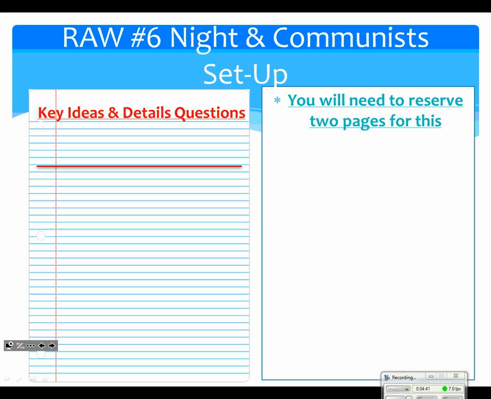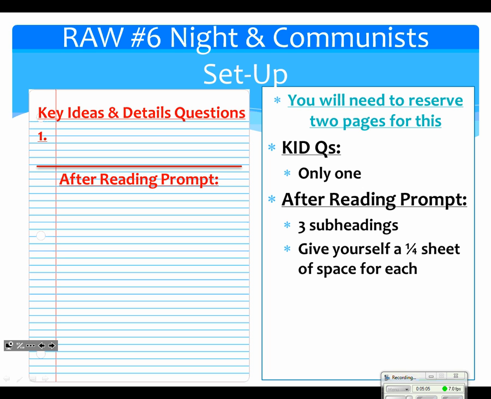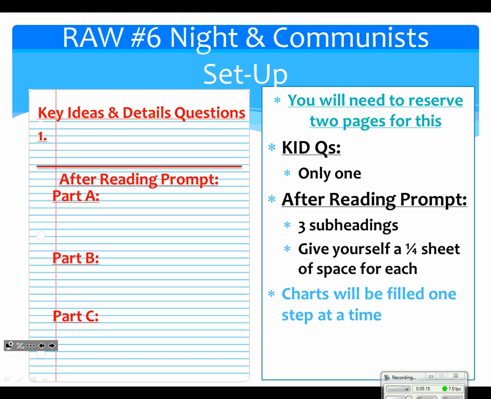And it's going to be labeled Key Ideas and Details, just like Raw 5. What's nice about the text that we're reading today, there's only one kid cue. So that's why we have such a short space or minimal space, because we're only writing a response to one question. Right below that, we're going to have after reading prompts. There's going to be 3 of them, and they're going to take about a quarter sheet of space for each entry. So part A, Part B, and Part C.